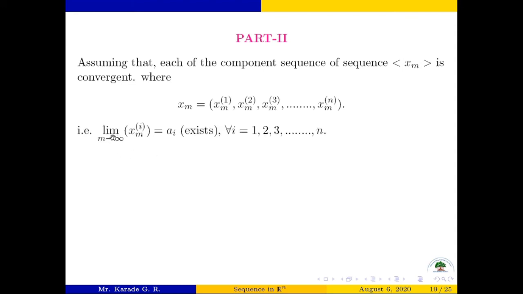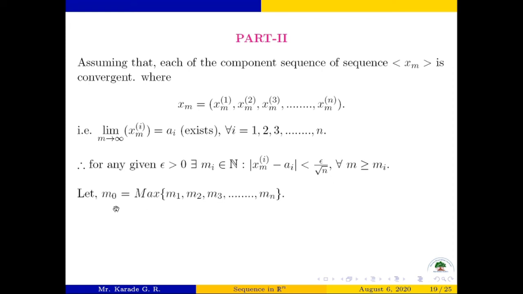That is, the limit of xmi as m tends to infinity is equal to ai, and this ai exists for all i equal to 1 to n. That is, all sequences are convergent. Therefore, for any given epsilon greater than 0, there exists a natural number mi such that the distance between the terms of sequence xmi and ai becomes smaller and smaller when m becomes larger and larger. Let us take m naught to be the maximum of all these mi's.